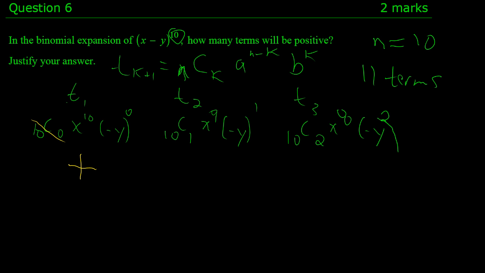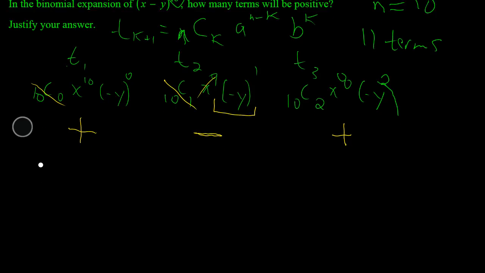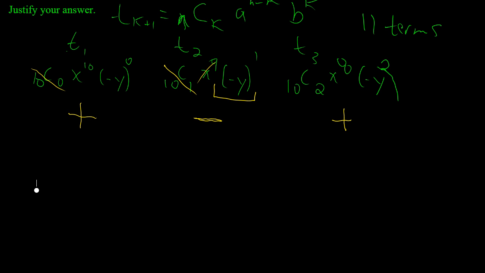If we look at the next term, well, this doesn't matter, that's just positive. But what matters is this term right here. Negative y to the 1 is going to give us a negative coefficient. And in a similar fashion, we could look at term 3. 10 choose 2 is some positive number. X to the 8 is not changing our coefficient. Negative y squared, well, a negative times a negative is a positive. So from my experience in class, sometimes binomials alternate, and I think this is definitely one of those binomials that is alternating.